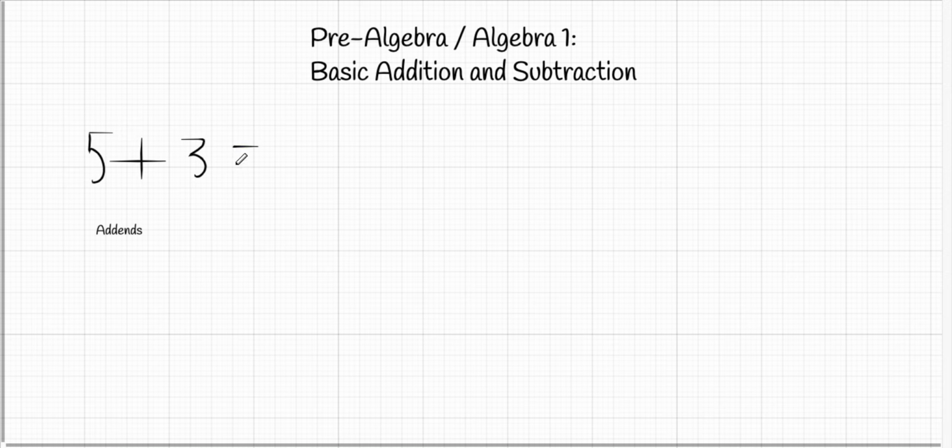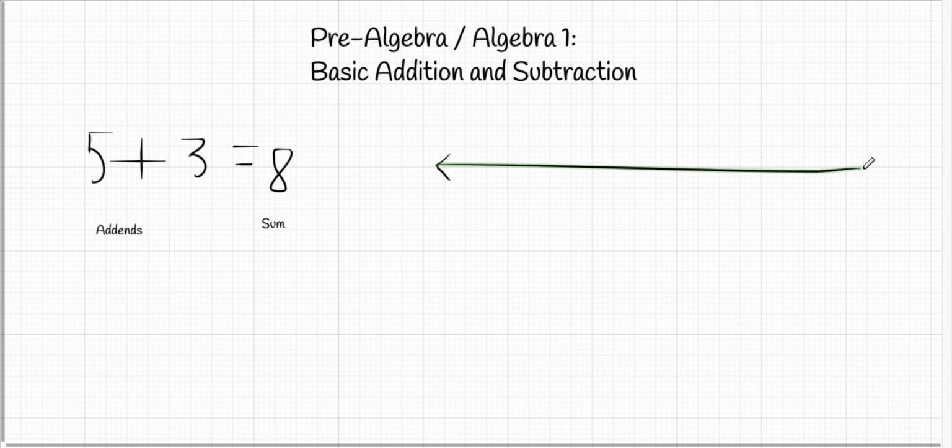Now, this is equal to 8. The result of this is 8, and that too has its own name, the sum. The sum is the result of the addition problem. Now, quick question, how do we know that the sum is 8? Well, that's where we get the process of addition.